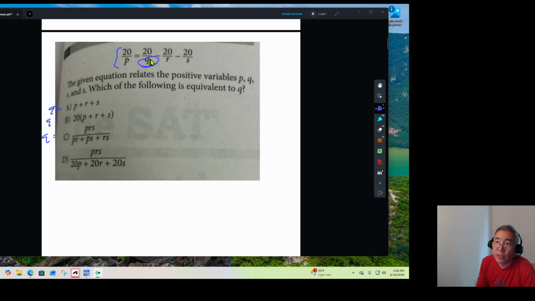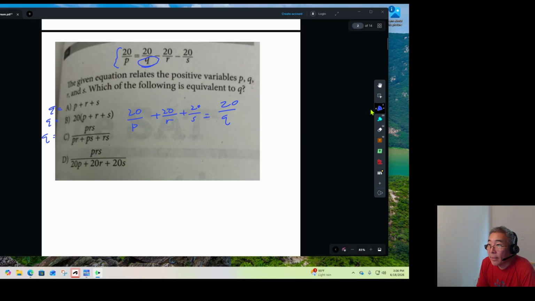Probably the easiest way to do this is first put the expression with q on one side and everything else on the other side. So let's leave 20 over q on the right side, and then we'll move everything else to the left side. So 20 over r, we're going to add it to both sides. 20 over s, we're going to add it to both sides.